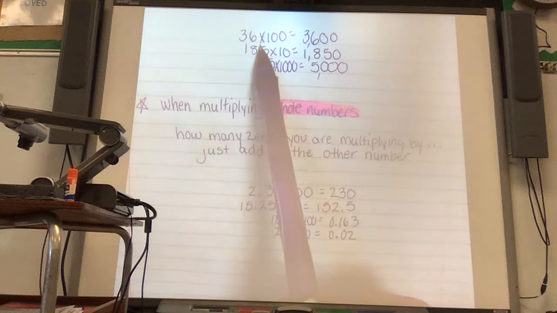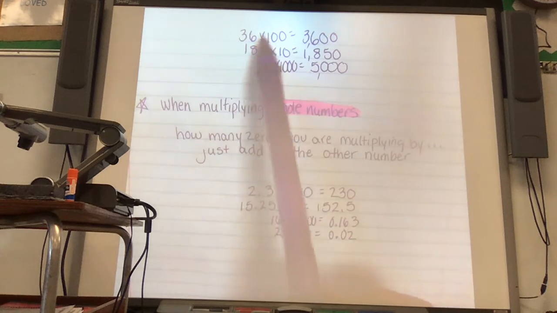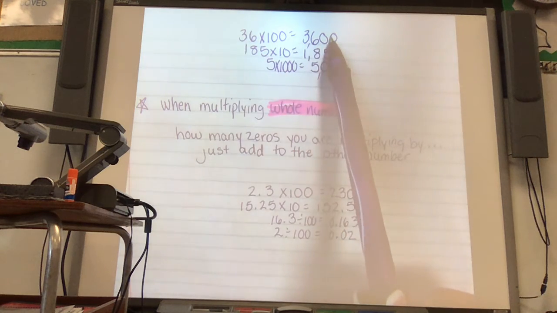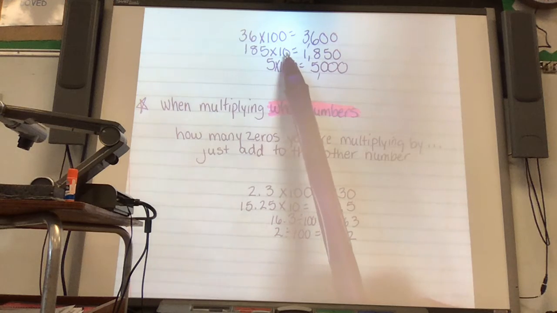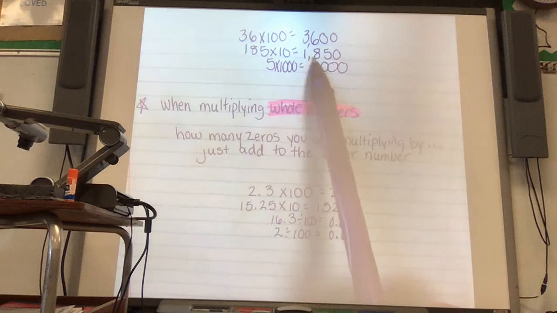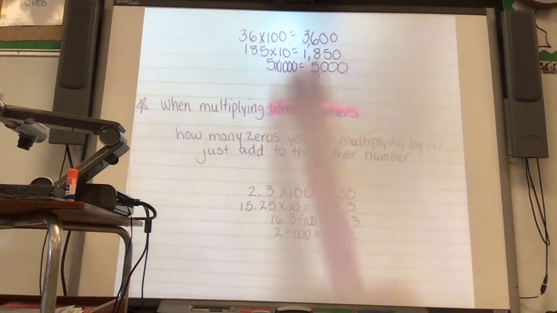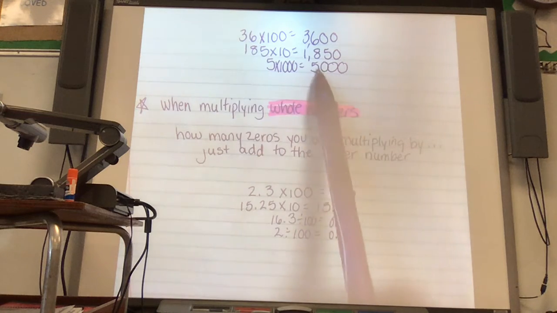So 36 times 100, we had 2 zeros. So we're just going to add those 2 zeros onto the 36 and we get 3,600. 185 times 10, we have 1 zero. We're going to add it onto the 185 and we get 1,850. 5 times 1,000, we have 3 zeros. We're just going to add them onto the 5 and we get 5,000.